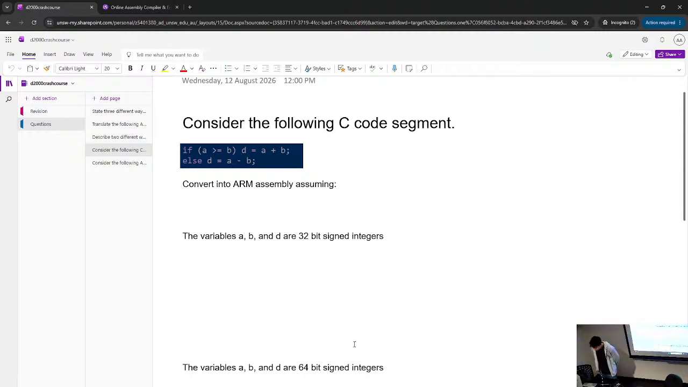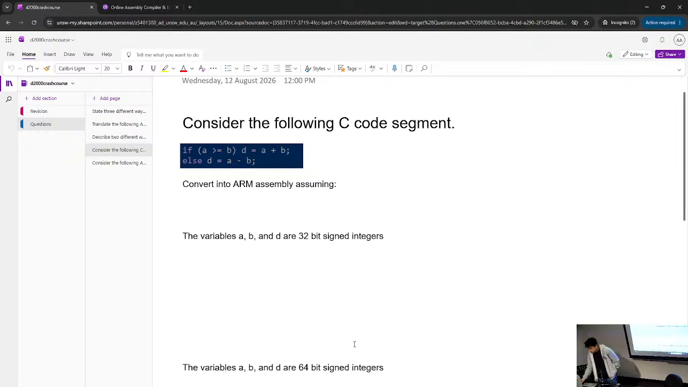So let's look at the C code here. We are given three numbers, A, B, and D. First, the C code is asking if A is bigger than or equal to B, then D is equal to A plus B. Otherwise, D is A minus B.